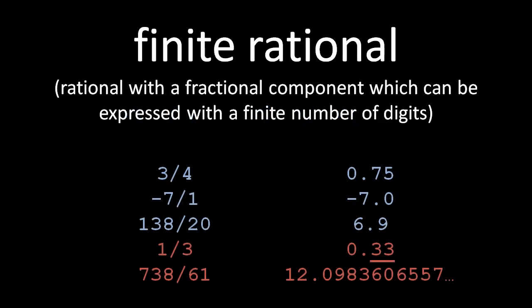It's important to realize that some rational numbers are finite whereas others are not. A finite rational number is a rational number which can be represented in radix point notation using a finite number of digits. For instance, 3/4 can be represented as 0.75, -7/1 is finite because it can be represented simply as -7, and 138/20 is finite because it can be represented as simply 6.9. However, 1/3 is not finite because it would take in fact an infinite number of 3's to the right of the radix point to fully represent.